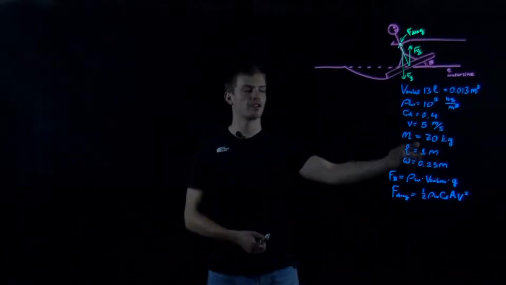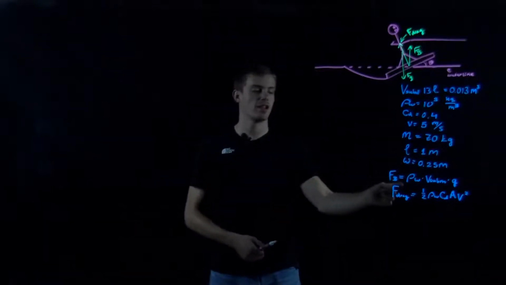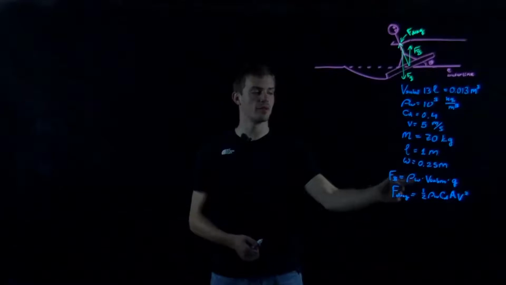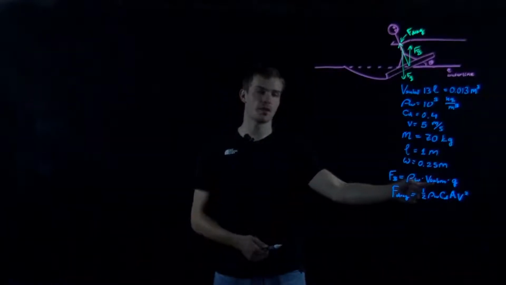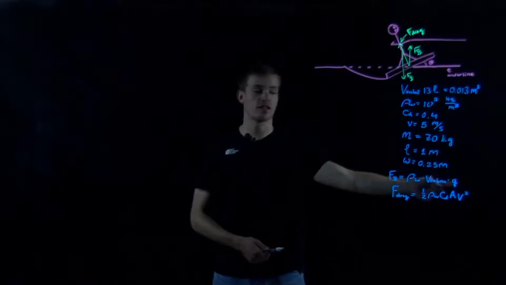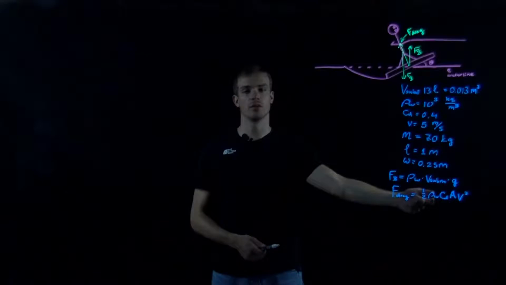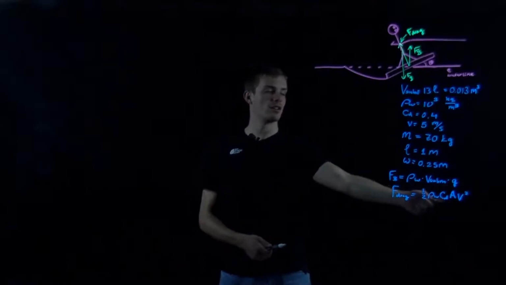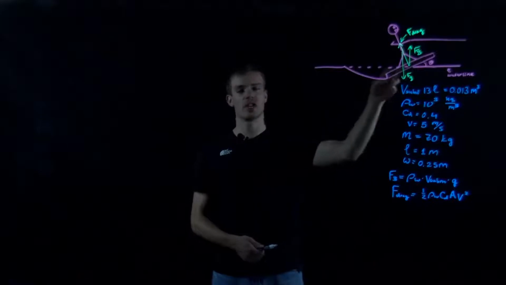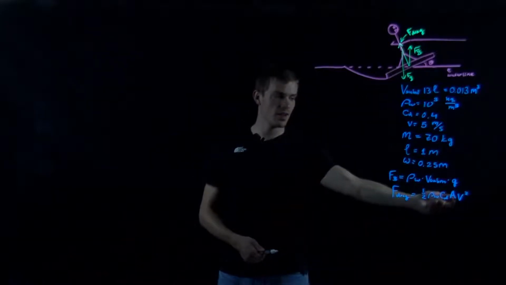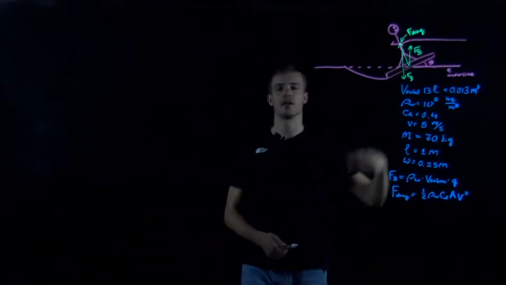Here are the constants that are needed to calculate the buoyancy force and the drag force. The buoyancy force depends on the density of the water, the submerged volume of our object, and the gravitational acceleration, while the drag force depends also on the water density, a certain constant that is specific to the shape of the wakeboard, the area of the wakeboard, and the velocity that the person and the wakeboard go.